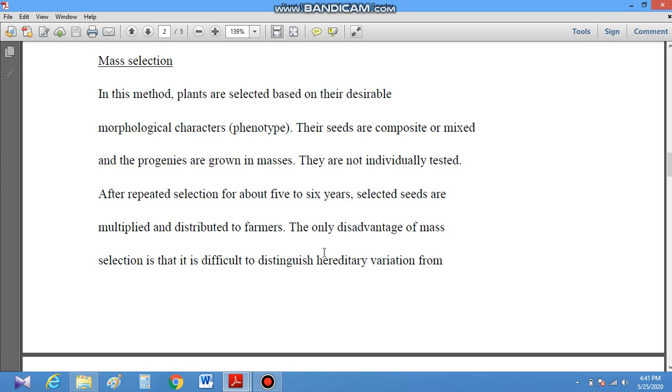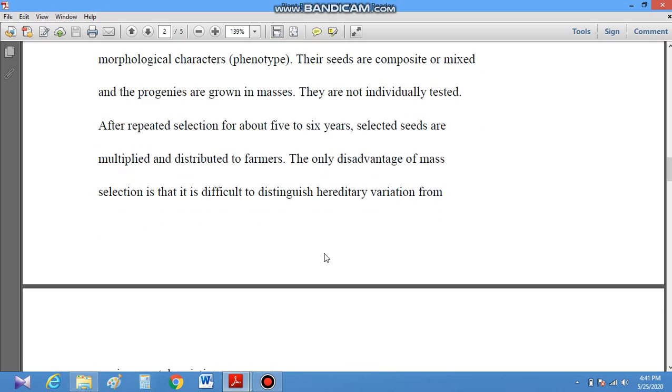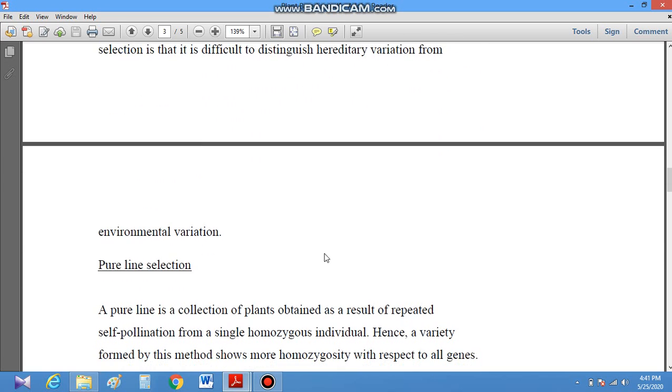After that, the next method is pure line selection. Pure line selection refers to the homogeneous progeny of self-pollinated homozygous plants. Development of new varieties through identification and isolation of the single best plant progeny is known as pure line selection or individual plant selection. Here we will select homozygous progeny of self-pollinated homozygous plants.